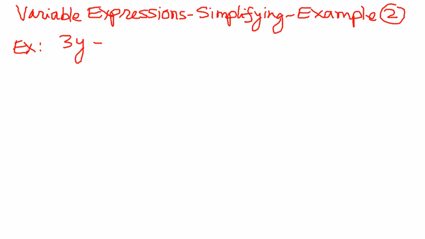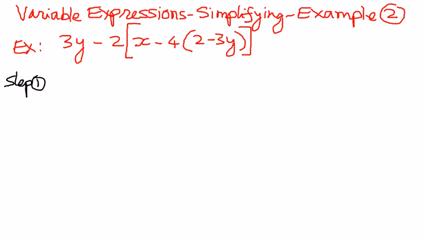3y minus 2[x minus 4(2 minus 3y)]. Let me write this a little bit more clearly. If this is what we have, we want to simplify this, and to do this we're going to use different properties, and I'm going to spell it out and then use that and then be able to simplify it.